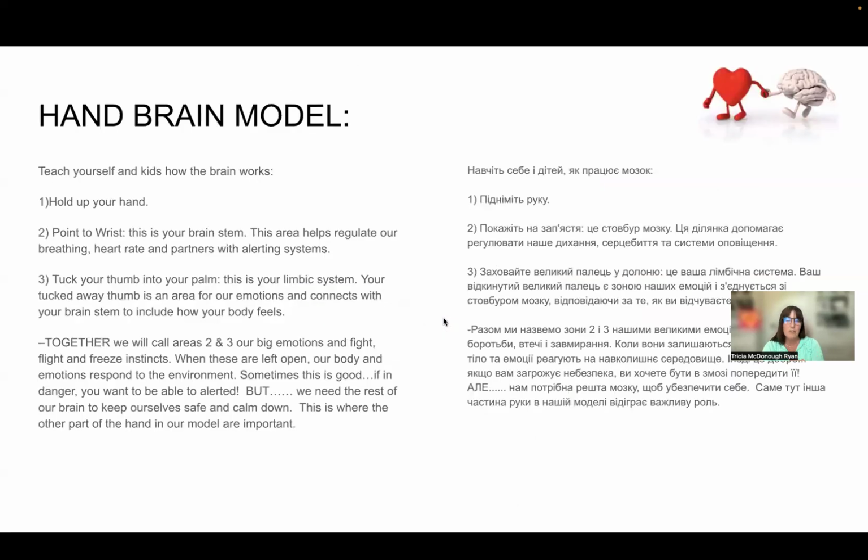I'm going to help you understand this and how this relates to our emotions through a hand-brain model. So I'm going to hold up my hand. You can see there, the bottom of your screen. In this part of my hand, I want you to consider this as representing the brain stem right here. Okay, and the brainstem goes all the way down your spine. And your brainstem helps regulate breathing, heart rate, and it partners with alerting systems throughout your body for your brain and your brain back down to your body.